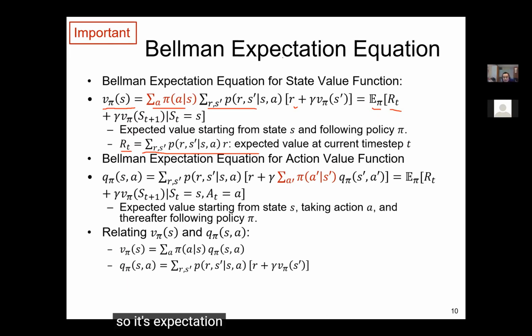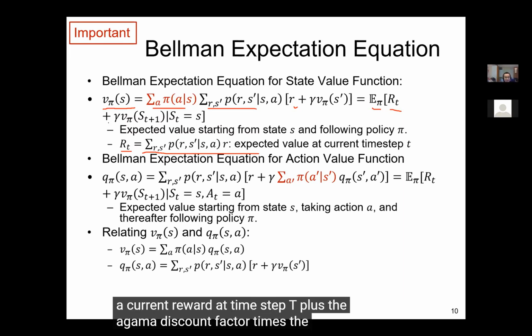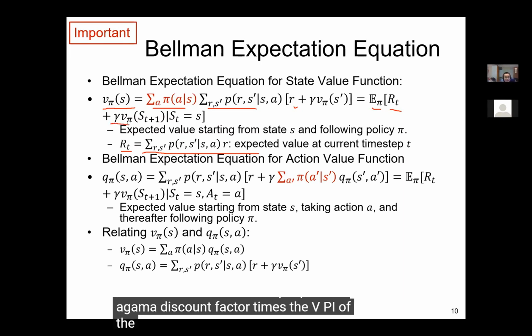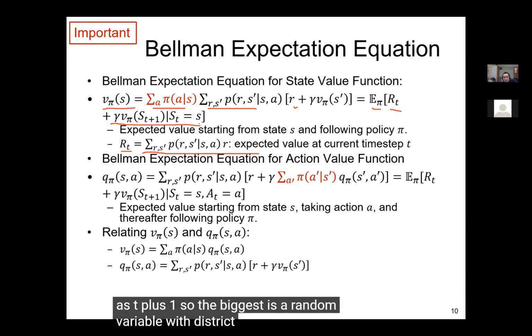So it's an expectation over pi of the big RT, the current reward at time step t, plus the gamma discount factor times v pi of the next state, S t plus 1. The big S is a random variable with a probability distribution. Small s is a particular state.